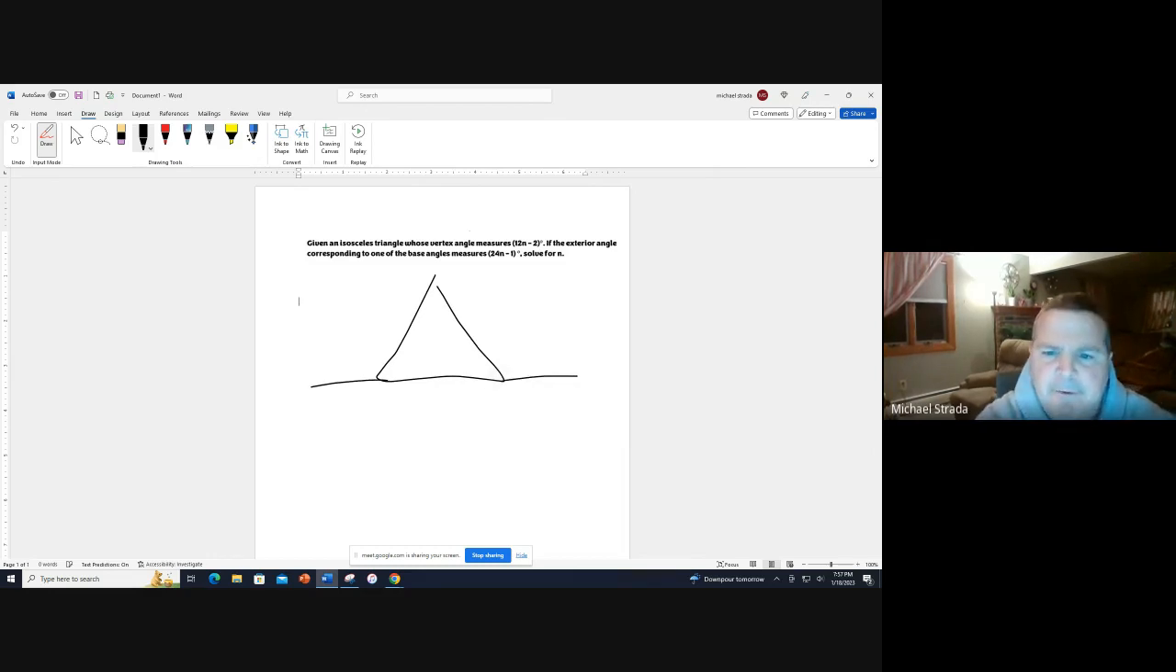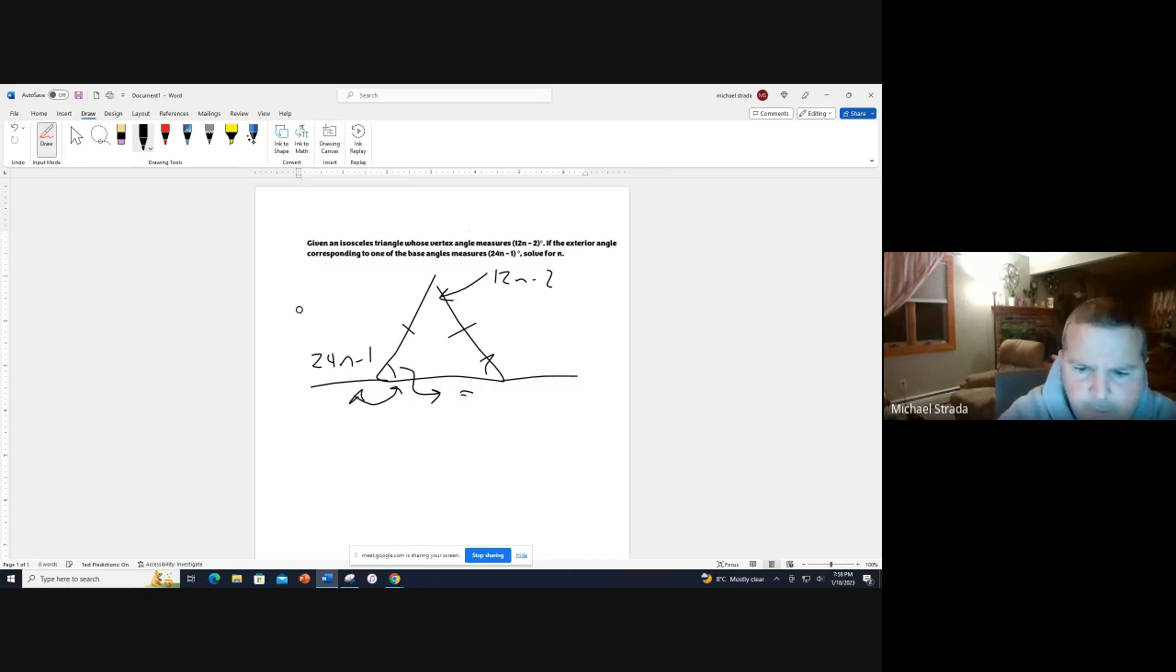We add the linear pairs. The vertex angle, which is the non-congruent angle up there, is the 12n minus 2. Now it says the exterior angle corresponding to the base angles, which are down here and are congruent, is 24n minus 1. All right, that means that these two make a linear pair, so they add up to 180. So basically that allows us to say that the base angle would be 180 minus 24n minus 1.